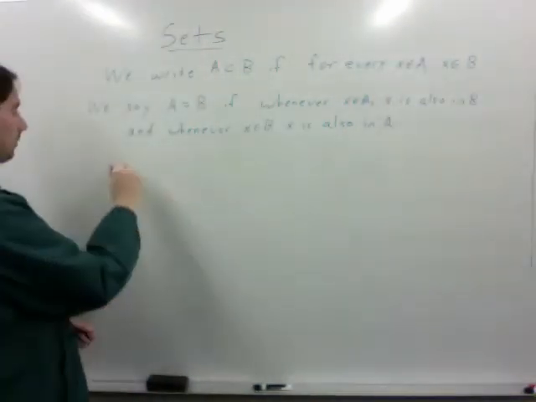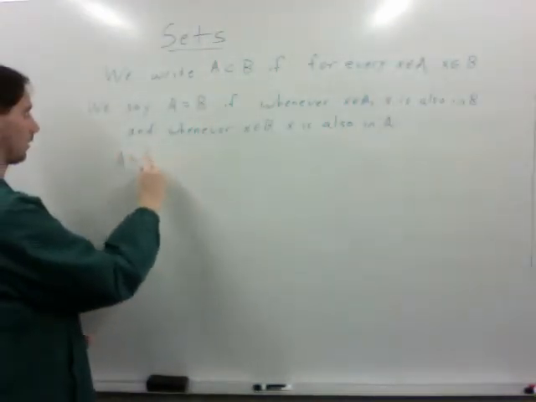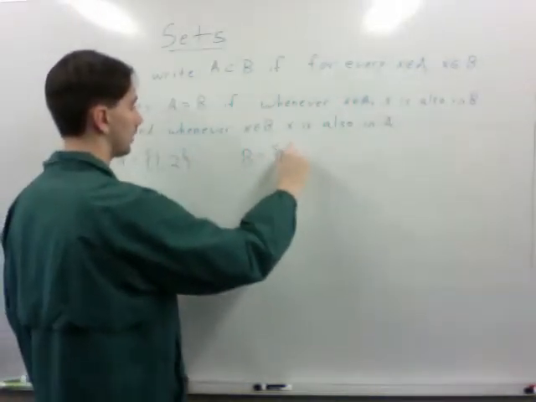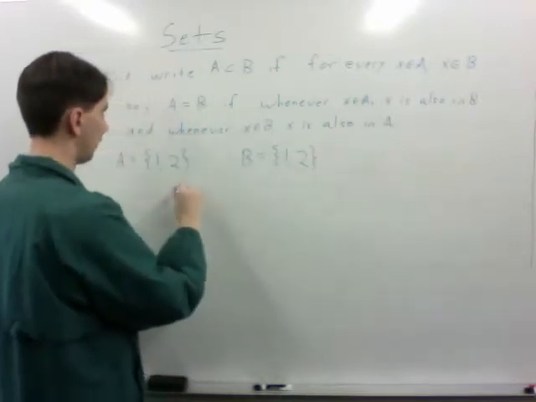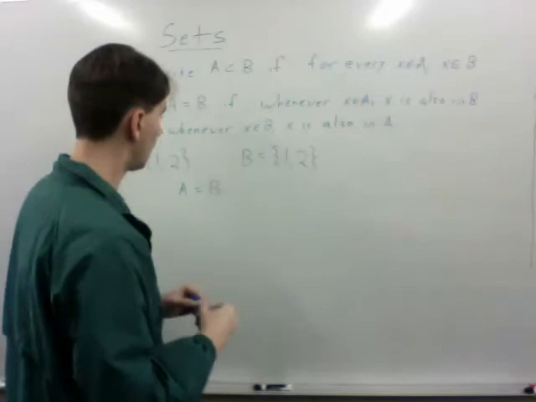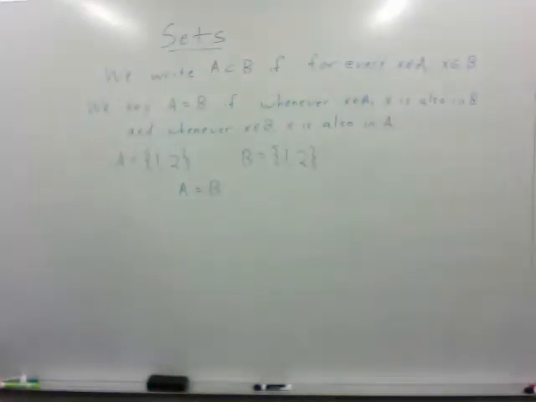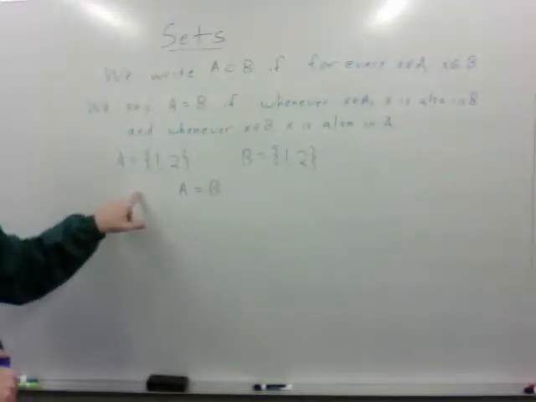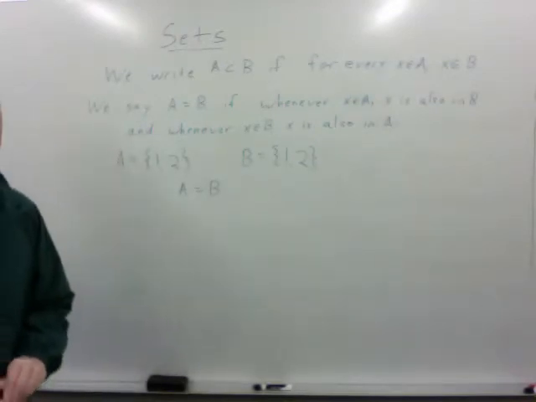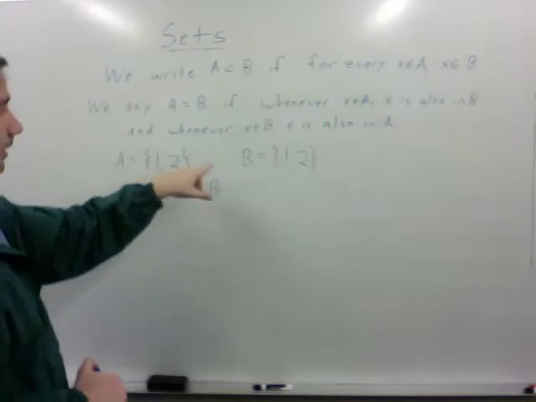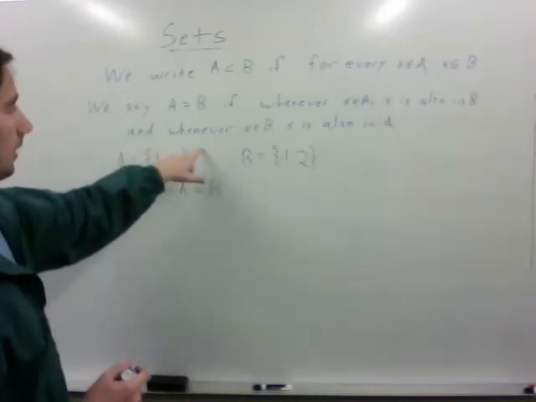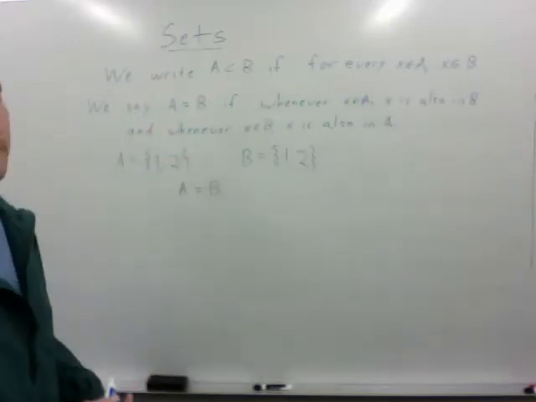So a simple example, say that A is the set 1, 2, and B is the set 1, 2, then we say that A equals B. So it seems kind of obvious, hopefully it is. I did want to define it because it's not the same thing as equality of numbers. It's not quantities. It's do these sets both contain the same objects within them? And if they do, then we say the two sets are equal. So it's a relation.